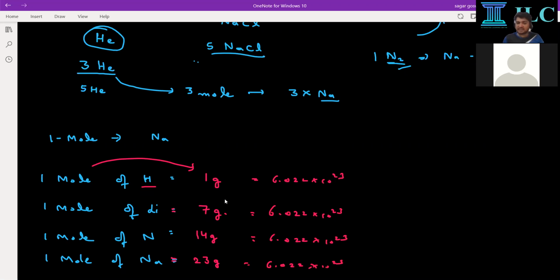How is it possible that they have different masses? Because the mass of the atom is different. That is my question: why do they have different masses? Oh, they're different elements. Why do they have different mass? My question is this. Different elements, because they have different properties.